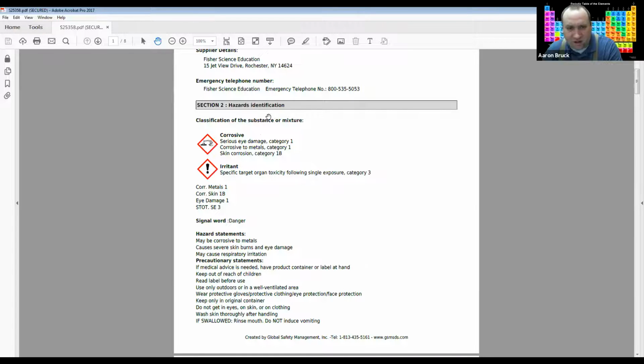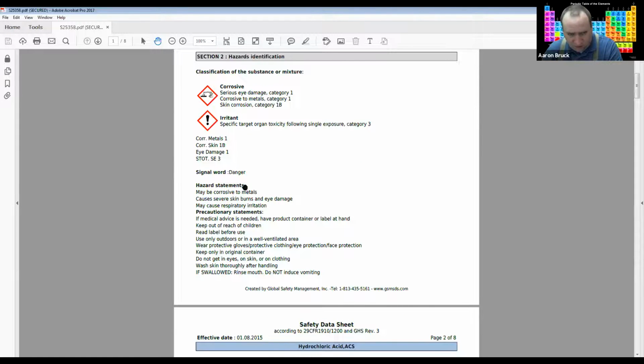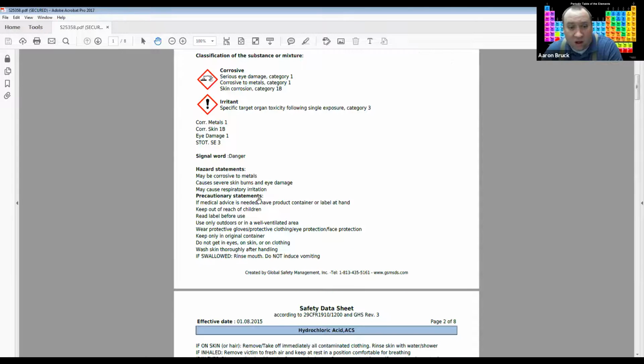Here are the hazards. So hydrochloric acid is corrosive and an irritant. It might be corrosive to metals. It will cause skin burns and eye damage. It may cause respiratory irritation. If you had the unfortunate occasion to inhale hydrochloric acid by accident, if you're working with any kind of strong amount of it, it does hurt going down. Just stings the crap out of your nose.